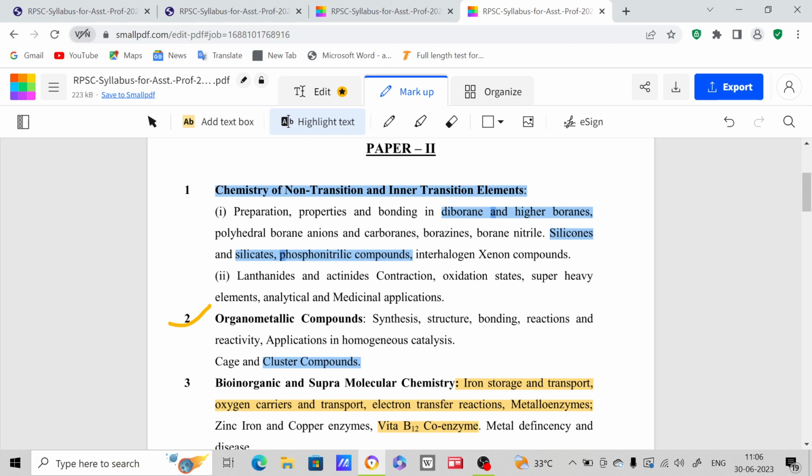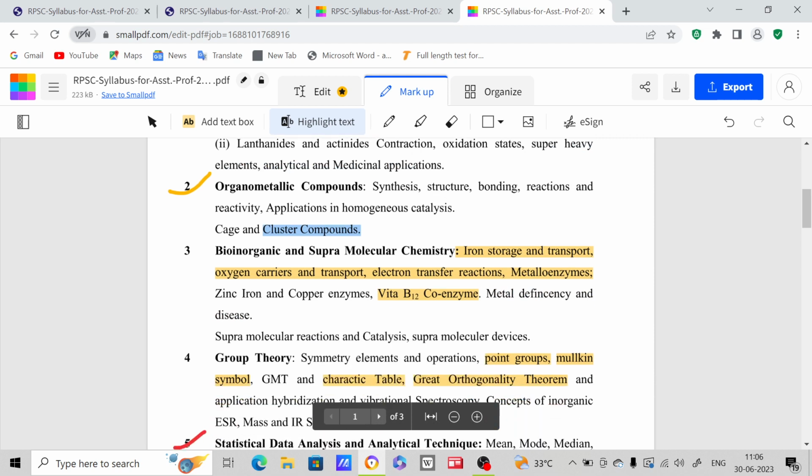Particularly observe the structures. Oxo acids of phosphorus, oxo acids of silicon, oxo acids of sulfur. Just focus on the particular structures. Next one, organometallic compounds. Organometallic compounds is very easy. And if you see synthesis, structure, bonding, reactions, Suzuki reaction, Heck coupling reaction.